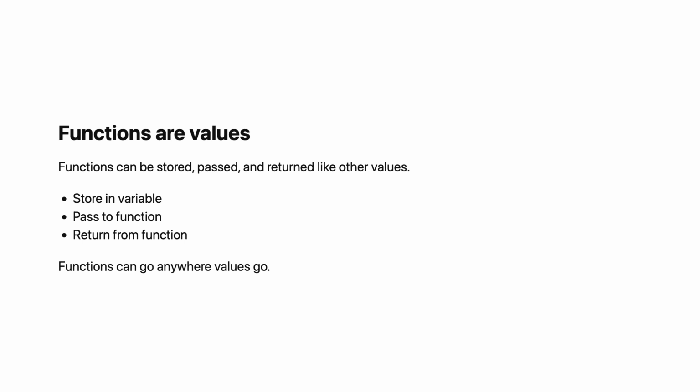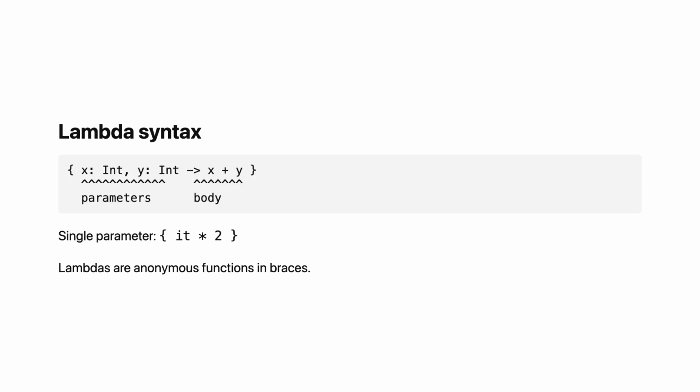{ a: Int, b: Int -> a + b }. Two parameters, returns their sum. { -> println("hello") }. If there is one parameter, you can omit the declaration and use it. { it * 2 }. The implicit name is it. Lambdas are expressions. They evaluate to a function value that you can use.